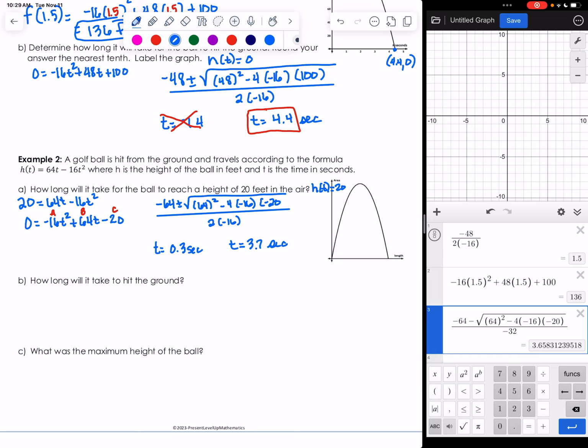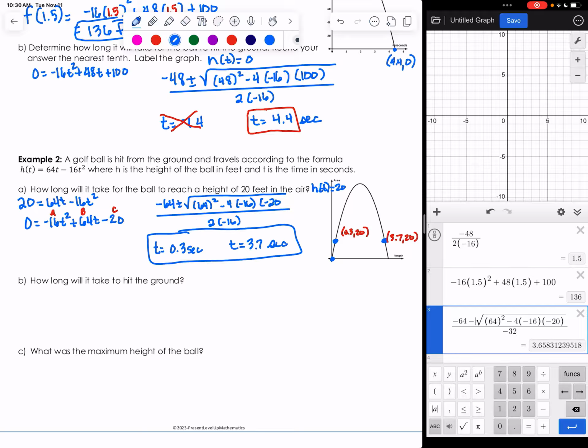Now, are both of these answers valid? And the answer is yes, because your ball starts at height 0, and it's going to reach 20, I'm not sure where 20 feet would be, but let's say it's right there. It's going to reach 20 feet on the way up, and it's going to reach 20 feet on the way down. So let me label that here. This would be 0.3, 20, and this would be 3.7, 20. So the ball has a height of 20 feet 2 different times, at 0.3 seconds and 3.7 seconds.